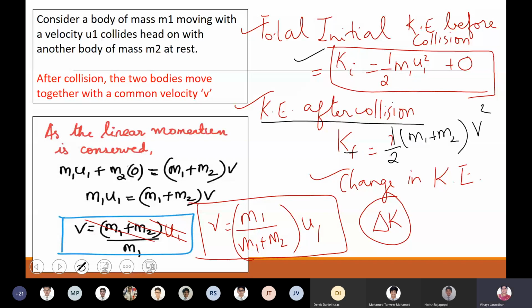Is that fine? Now find the total change, so the change in kinetic energy. It will be Ki minus Kf. Should it be Kf minus Ki? Ki minus Kf. Okay, ma'am.